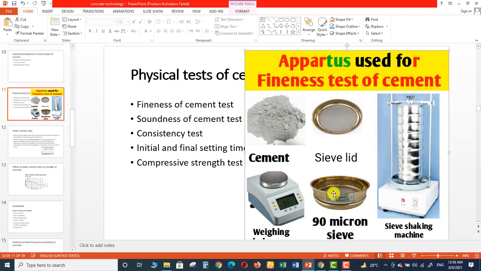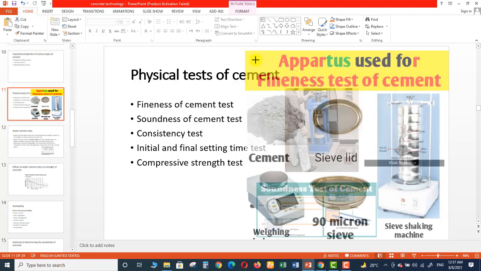So the residue which is retained on this sieve number 9 should not be more than 10% if the cement is ordinary Portland cement, and it should not be more than 5% if the cement is rapid hardening cement, and it should not be more than 5% if the cement is low heat cement. So the retention of residue on this sieve number 9 will be different for different kinds of cements. As I said, for OPC the retained residue should be 10%. For rapid hardening and low heat cement it should be 5%. So this is the method or test which we use to find the fineness of a cement.